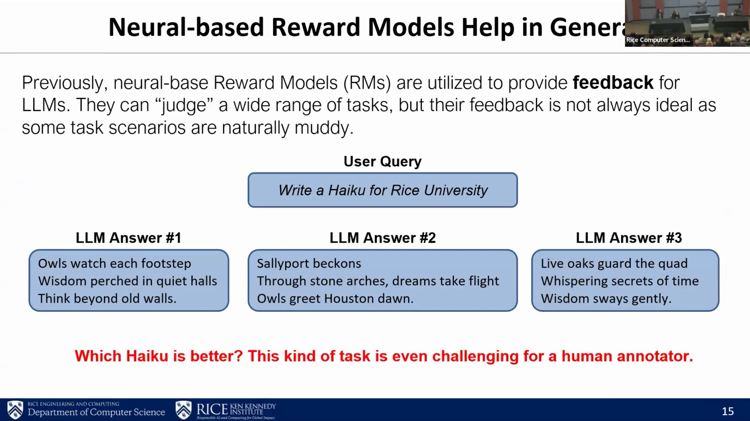And here we show one example. For example, if we are given a user query, write a haiku for rise universities. Traditionally, what we do is, how about we generate 3 answers? And then we employ a neural-based model to identify which answer is the best. And then we will favor this best answer in training our large language models. Unfortunately, while this looks pretty decent, these three answers themselves are pretty subjective and very complicated. It's very difficult to annotate, even for human annotators.